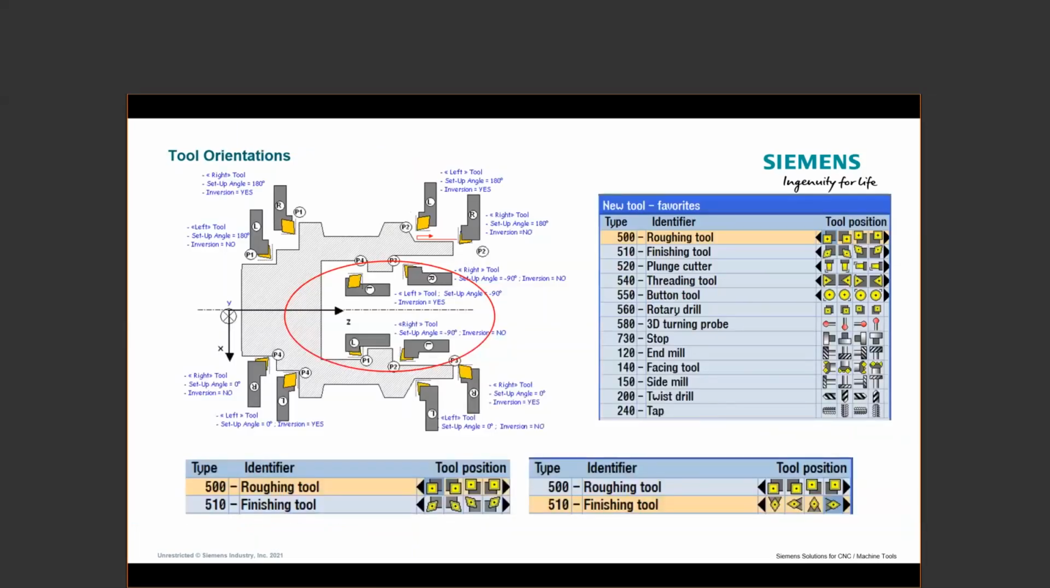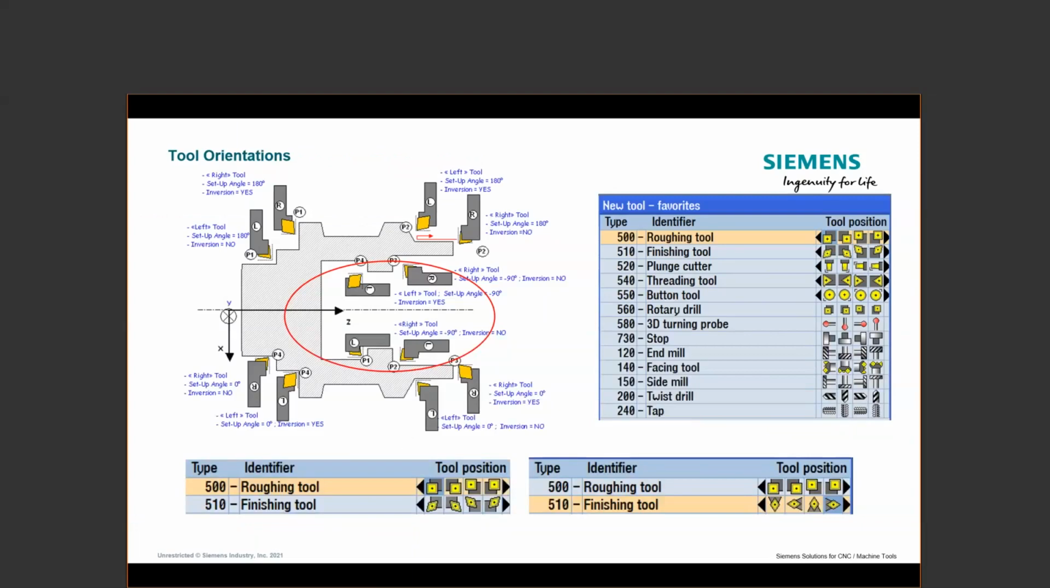So when we start talking about internal jobs, we are specifically talking about those four tool orientations that we find in the center of our screen there. So if we look, there's a P1, P2, P3, and P4. So this would be for standard ID turning.